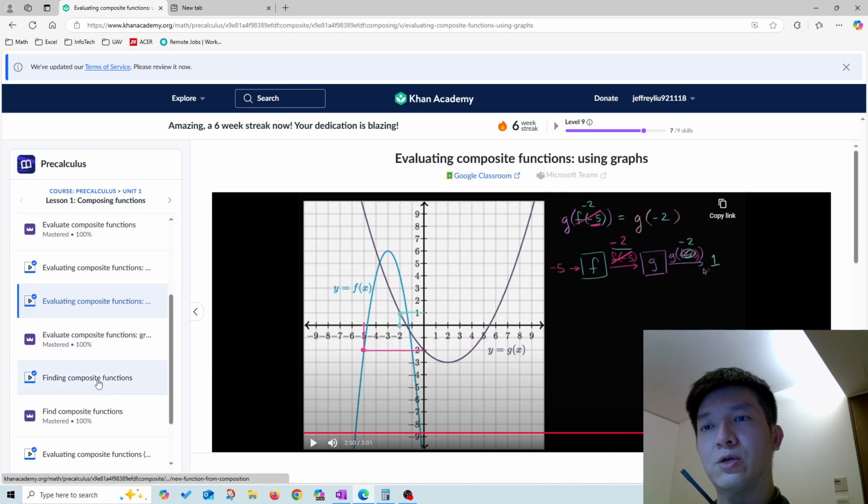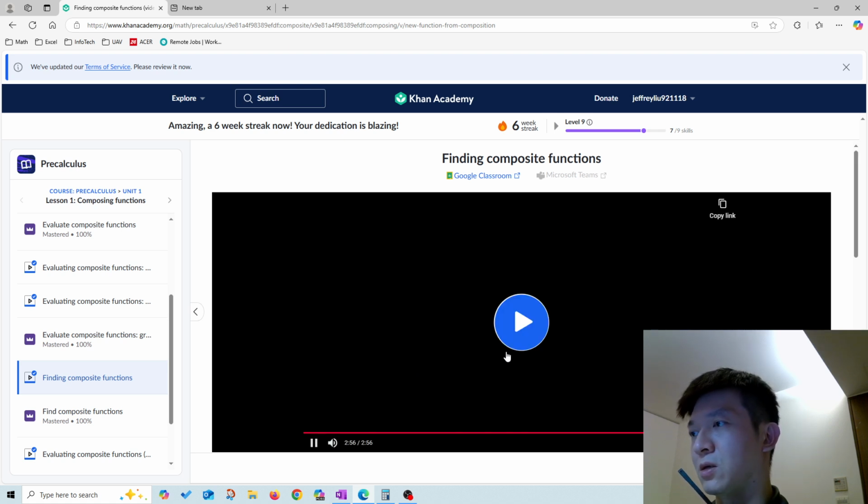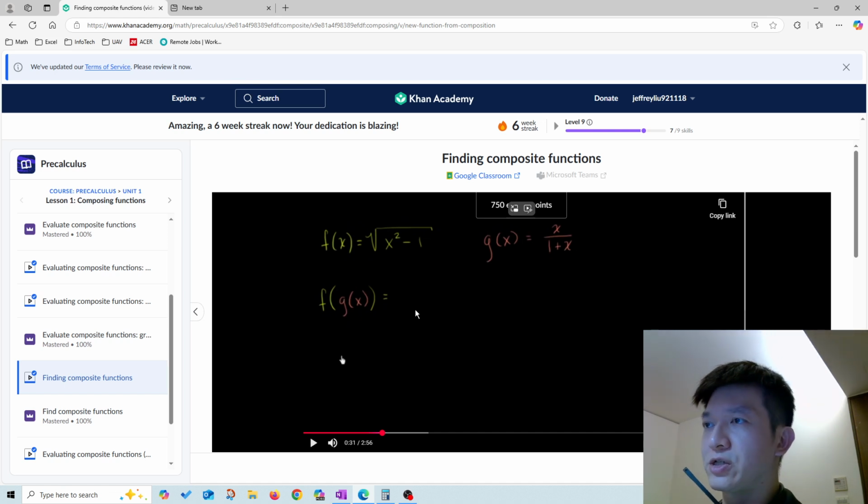So you get the picture here. Finding composite functions. Okay. Function composition. So here we have two functions. By this time you're going to know you're just changing the x to the new complex variable, which is what you have inside, right? So here you have f of x, but your x is no longer x. It's going to be replaced by the whole g of x, right?